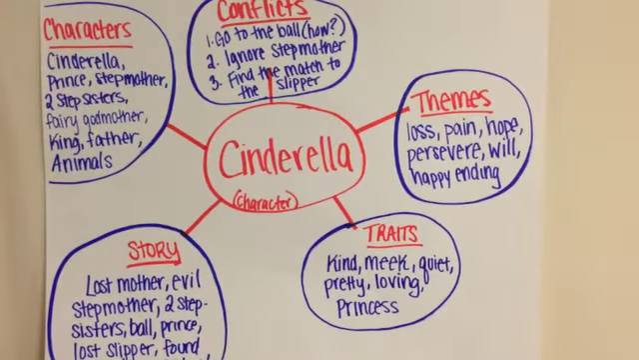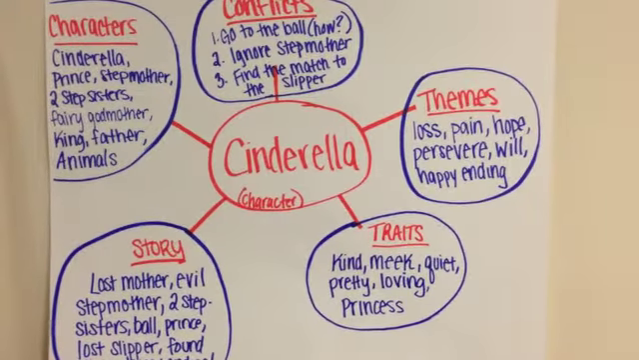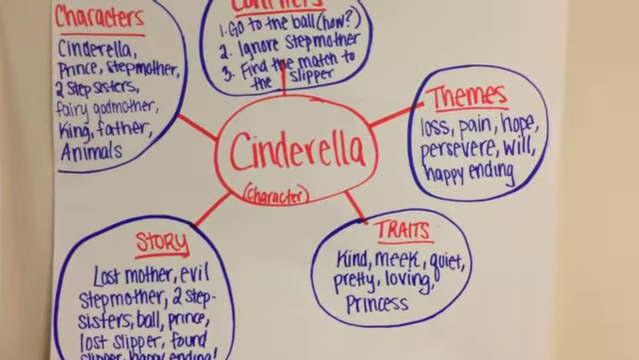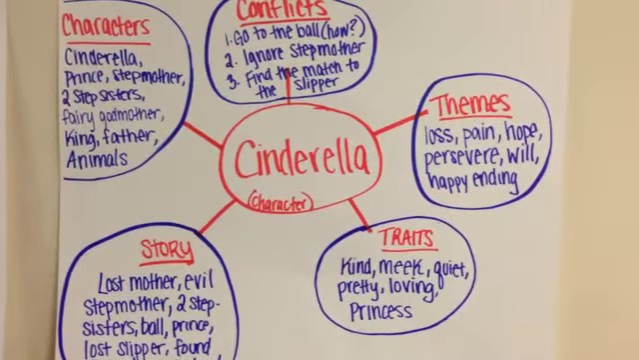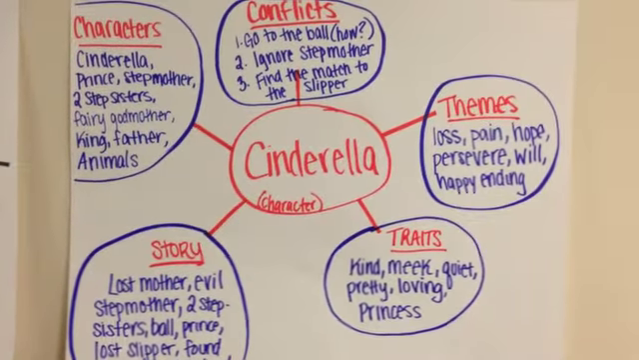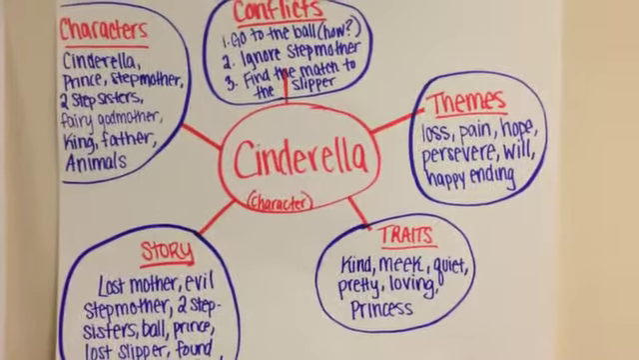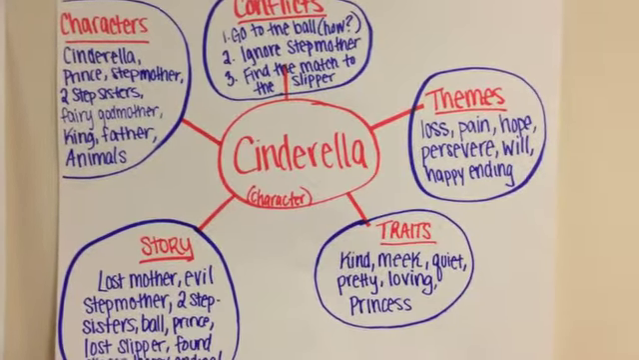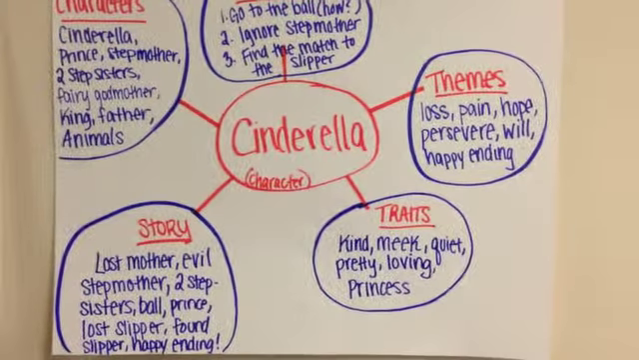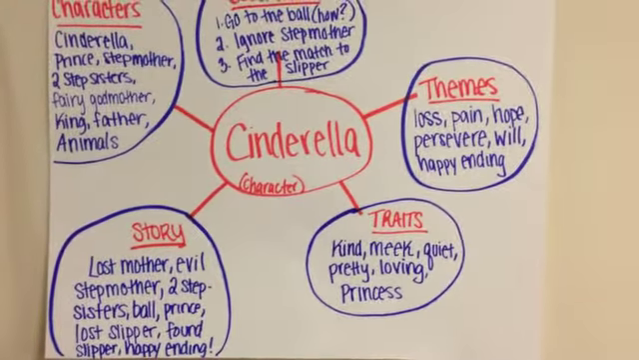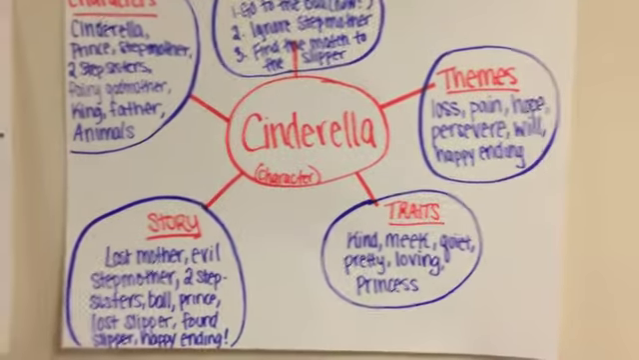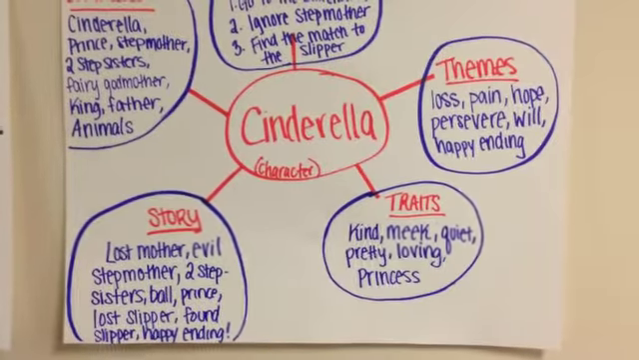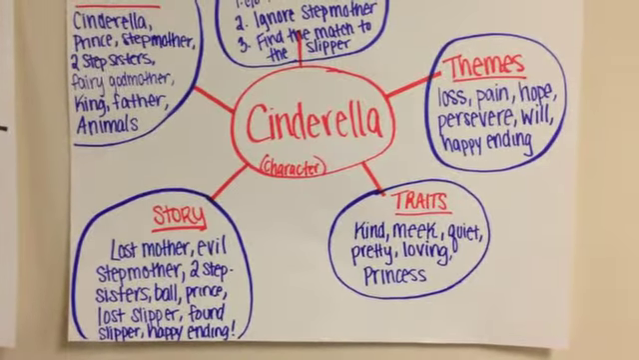Okay, so the first graphic organizer that I showed you, remember, was that bubble graphic organizer. Here I did one about the story Cinderella, which I know that you guys have all read, heard of, seen 1,000 times. So what did I make my graphic organizer about? Well, I decided to put the character in the middle. I decided I was going to start with Cinderella, my main character. I then moved on to themes, which you see on the right-hand side. What are some big themes in this story? Well, I thought loss, pain, hope, perseverance, will, happy endings. I thought those were all pretty important in the story.